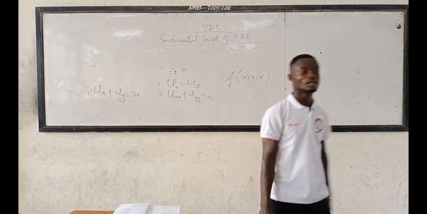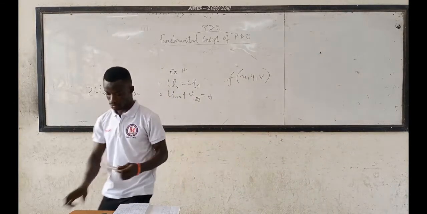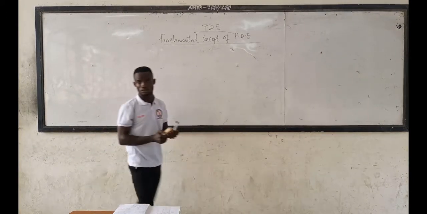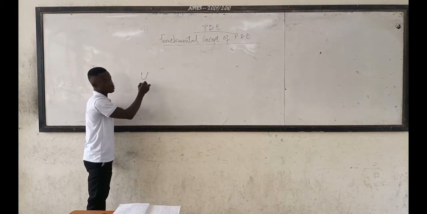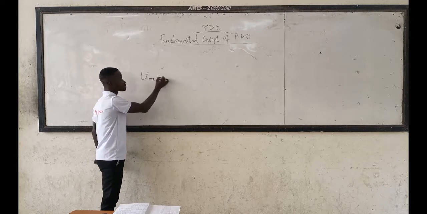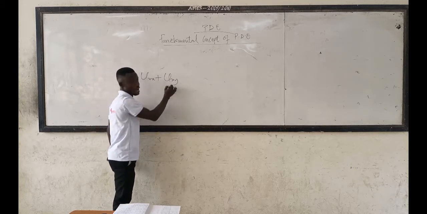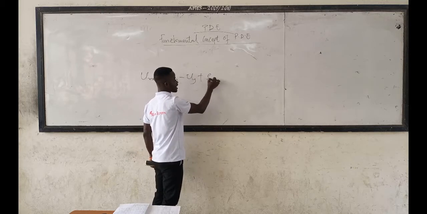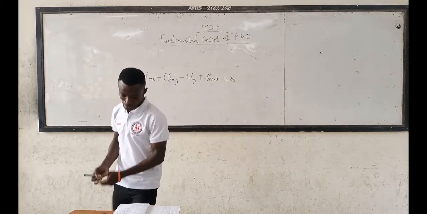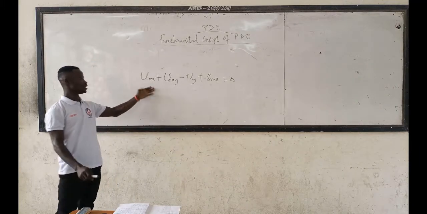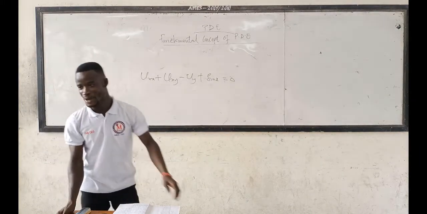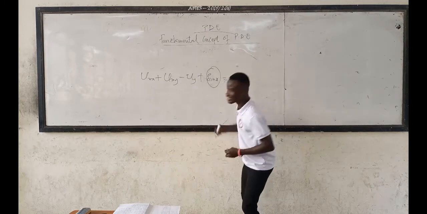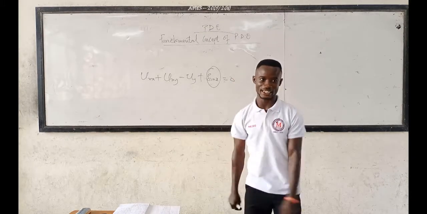Let's use the example on the board: u sub xx plus u sub xy minus u sub y is equal to sin x. Is this homogeneous or not? It's not homogeneous because of sin x. The sin x is a forcing term.